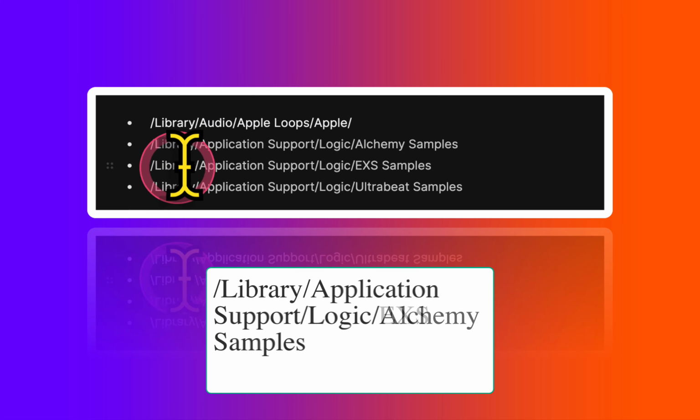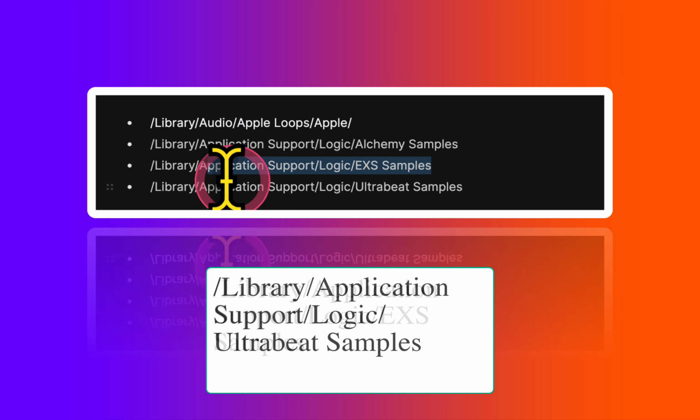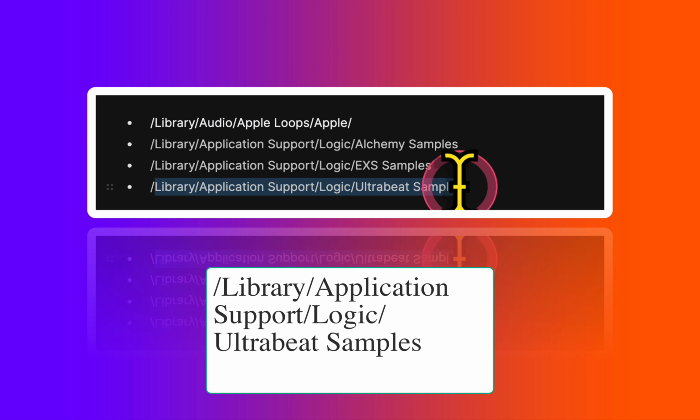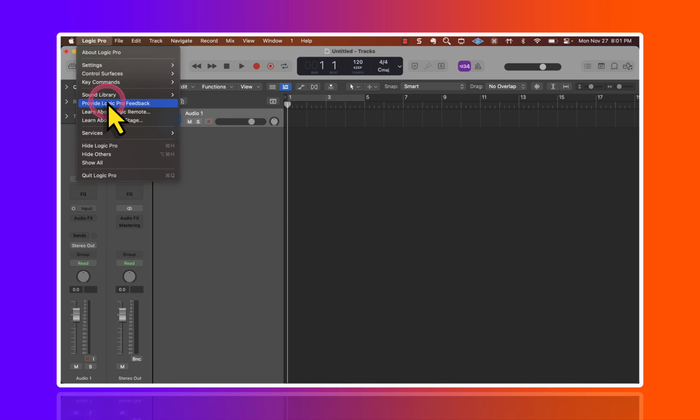Then we have Library, Application Support, Logic, EXS Samples. So this is for the sampler plugin, what used to be called the EXS24. And I believe that's somewhere over 40 gigabytes. And lastly, we have Computer, Library, Application Support, Logic, Ultrabeat Samples, and I think this is a nominal 2 gigabytes.